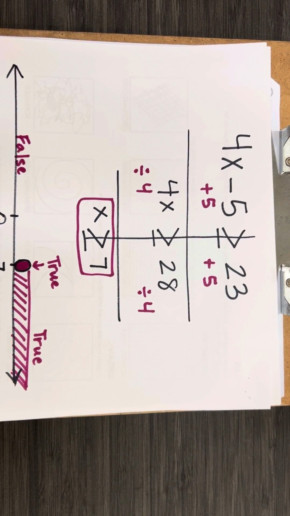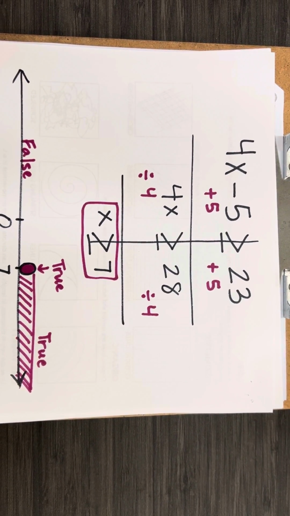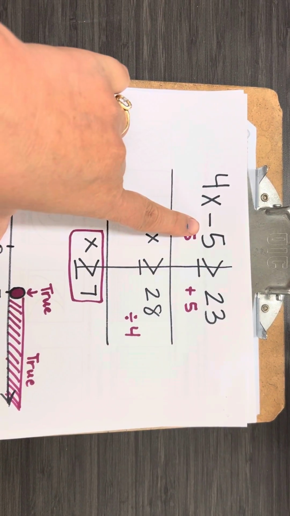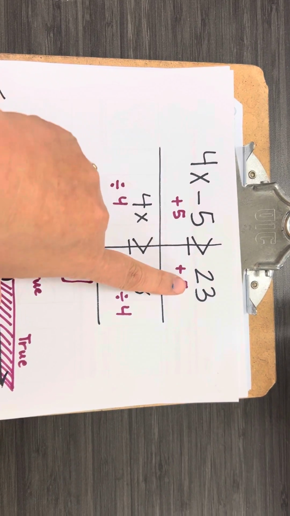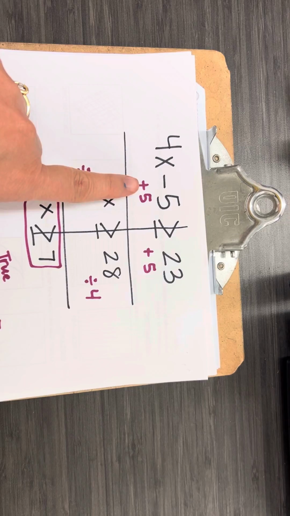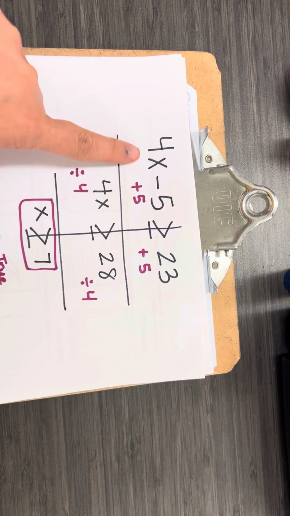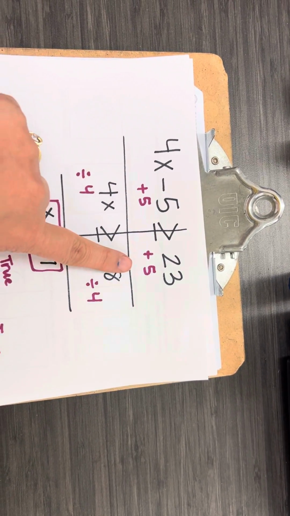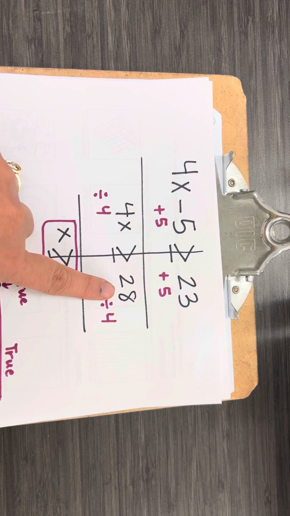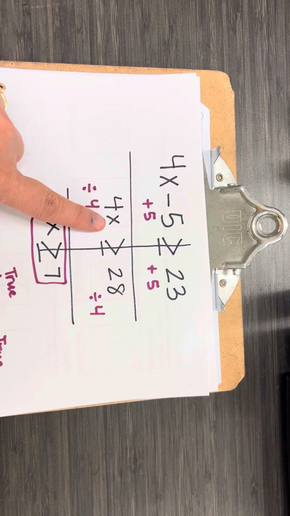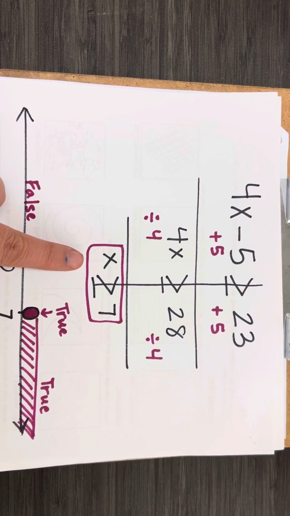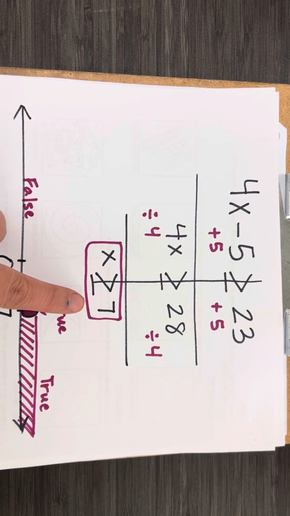So in this lesson, we are learning solving two-step inequalities. My question is 4x minus 5 is greater or equal than 23. Just like if this was an equation, I would go ahead and isolate the 4x by adding 5 to both sides, which gives me 4x is greater or equal to 28. I know that it's 4 times x, that's why I'm going to divide both sides by 4. So I will get x is greater or equal to 7.